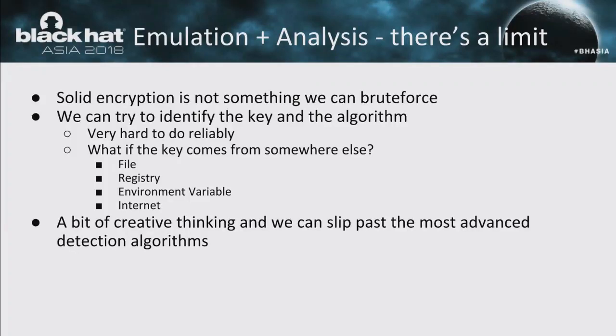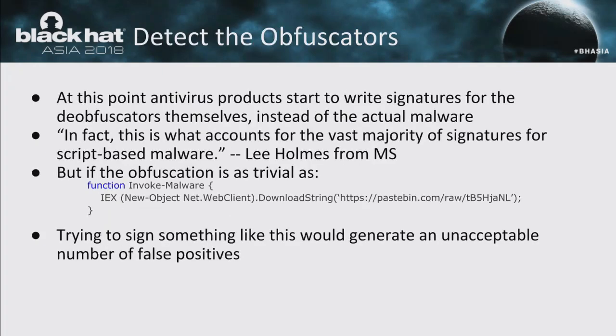And we can, as antivirus products, try to identify the key in the algorithm. But what if the key comes from a file or a registry or the internet? It becomes very hard to do reliably. So the point is a bit of creative thinking, and we can slip past the most advanced detection algorithms. Now, at this point, antivirus solutions begin to write signatures for the obfuscators themselves instead of the actual malware. And according to Lee Holmes from Microsoft, that is in fact what accounts for the vast majority of signatures for script-based malware.